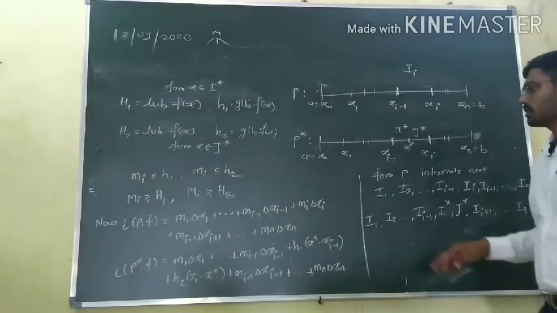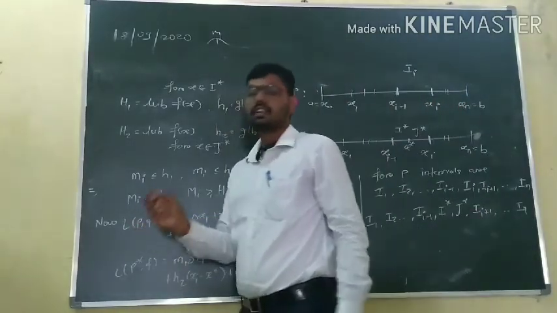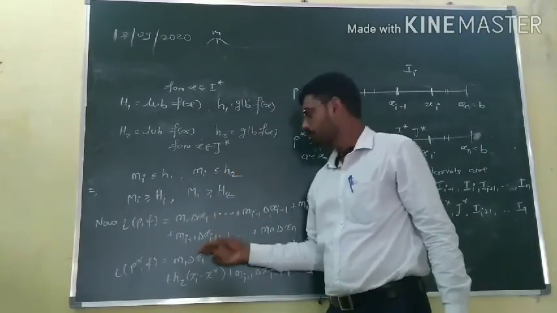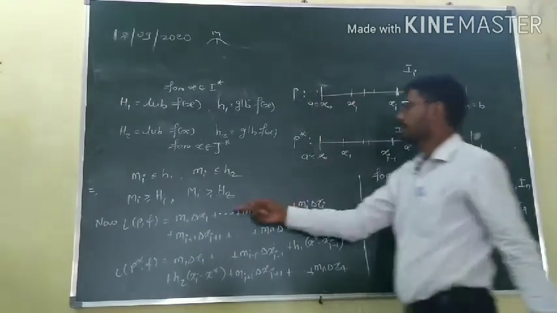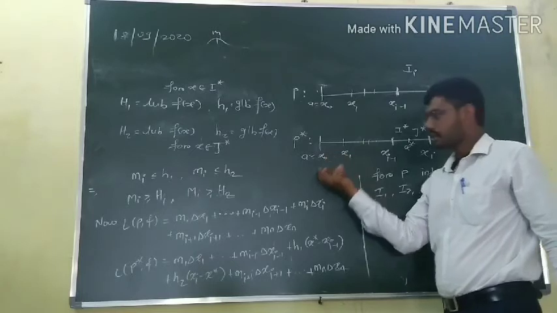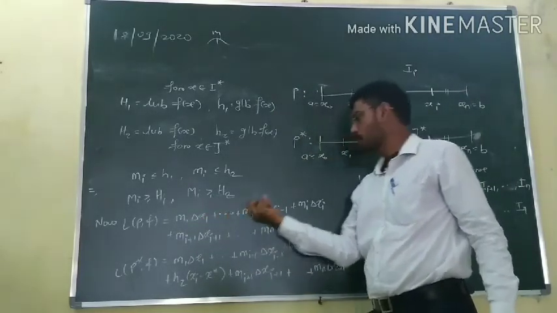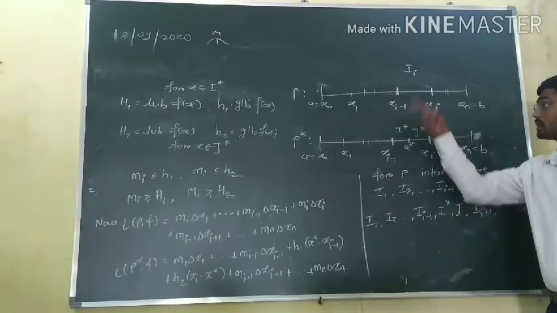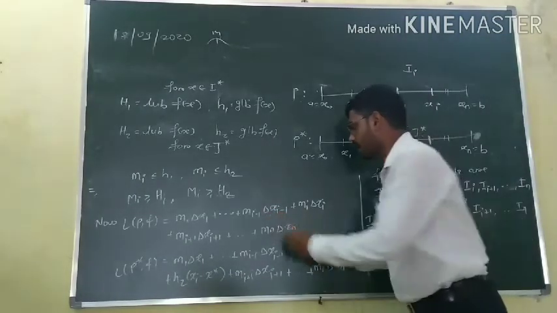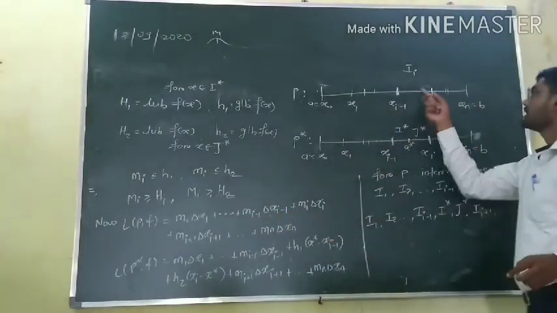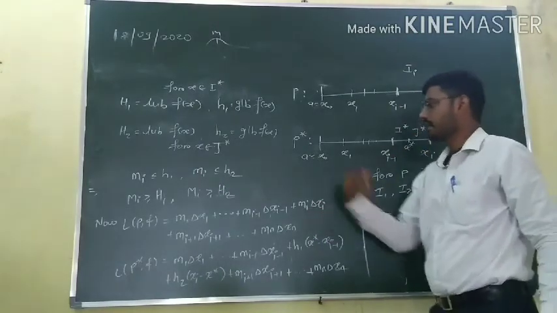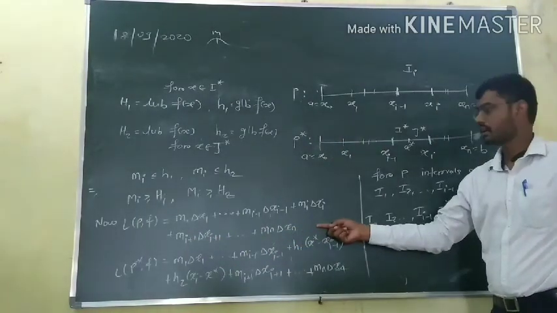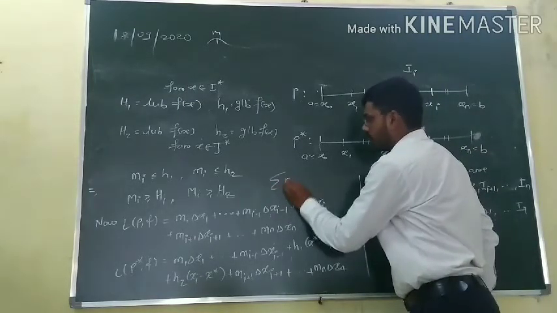So what is the lower sum with partition P? It is nothing but the sum of the products of the minimum value of the function and the length of the interval. Suppose m1 is the minimum value in the first interval and delta x1 is its length. So m1 delta x1 plus m2 delta x2, up to m_{i-1} delta x_{i-1}, plus the next interval I, m_i delta x_i, then m_{i+1} delta x_{i+1}, up to m_n delta x_n. We just take the summation of m_i delta x_i.